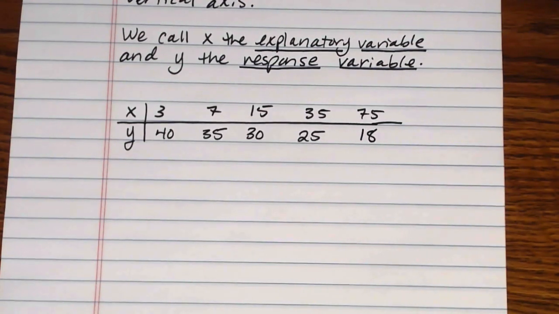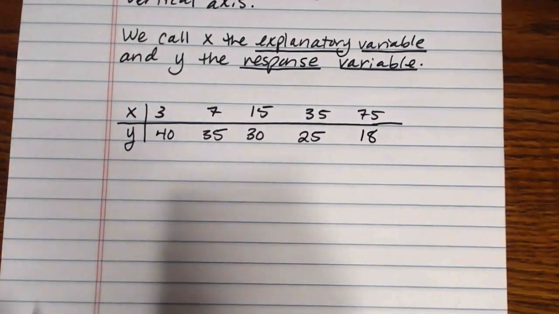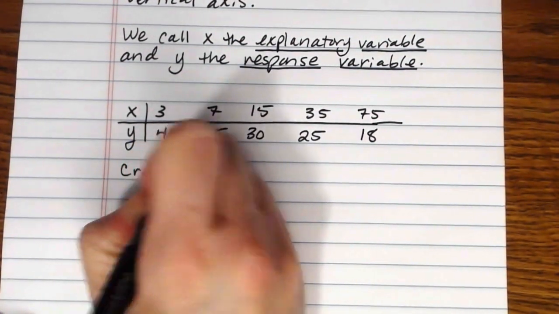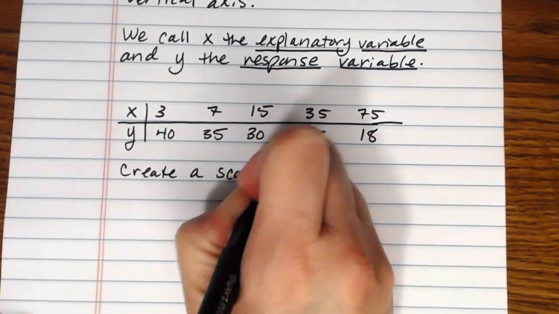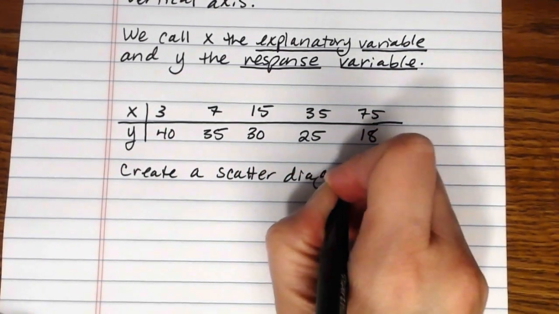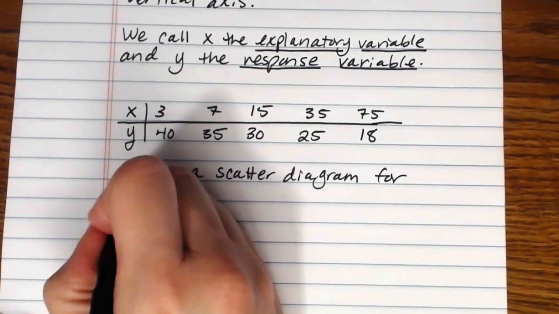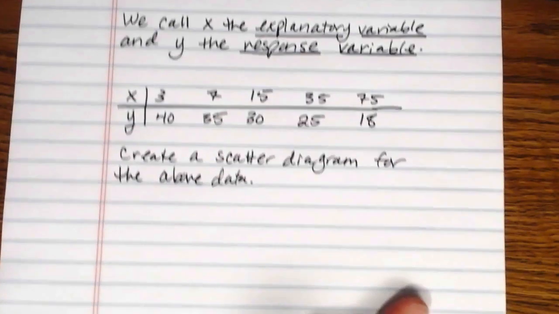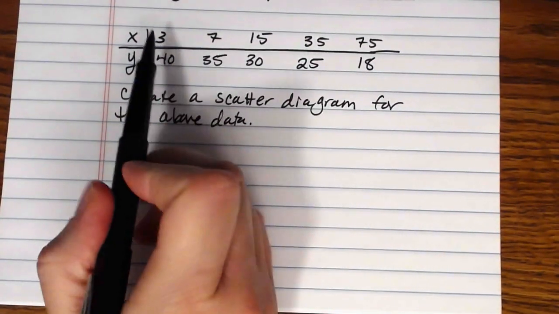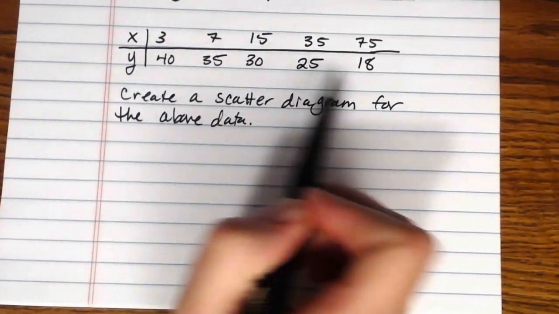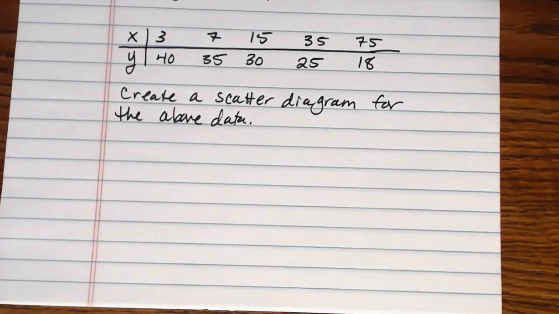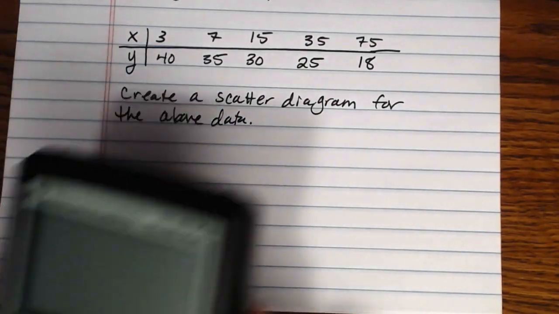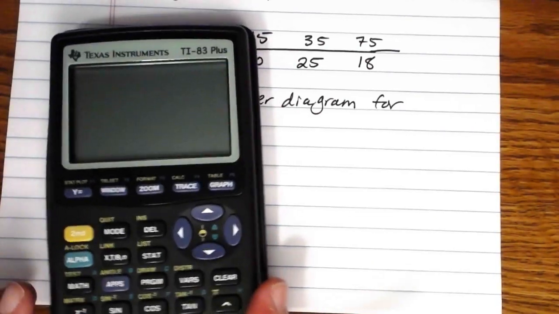Now let's say we wanted to create a scatter diagram for these data. So that's our goal. We want to create a scatter diagram for the above data. And again, you could certainly do this by hand. It would be pretty straightforward. These values would go on the x-axis. These values would go on the y. But I will show you how to do that in the calculator, because in the calculator it's also very straightforward.